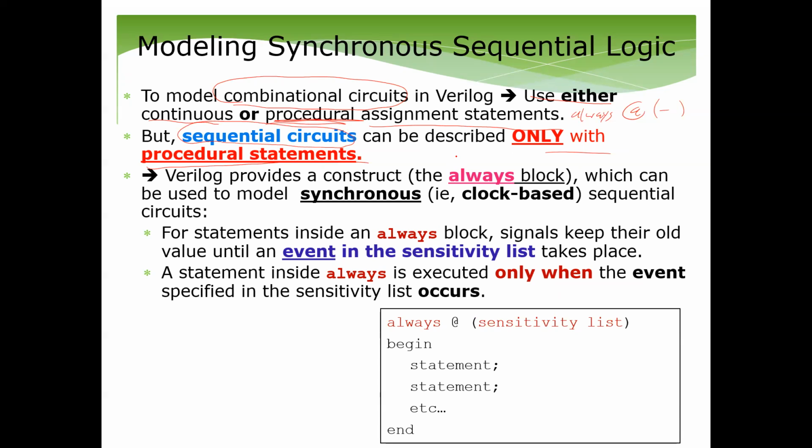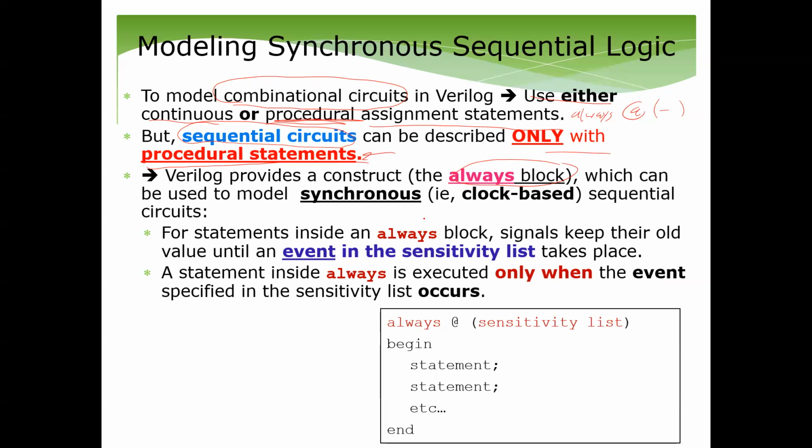The reason is that sequential circuits are always changing. It's not like combinational circuits. So we're gonna be using the always block for that, since procedural assignment has to use the always block. Any procedural statement has to be inside an always block, and we already know that from Unit 4 and Unit 5.